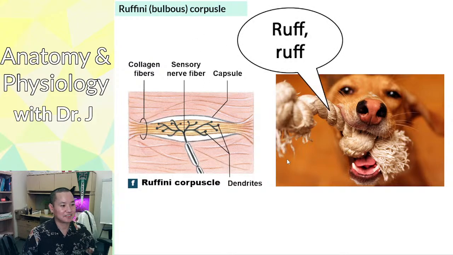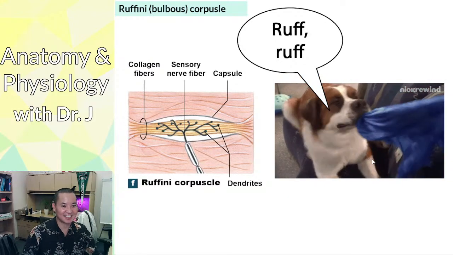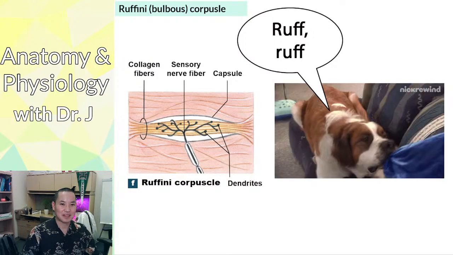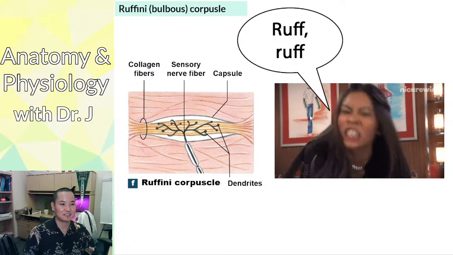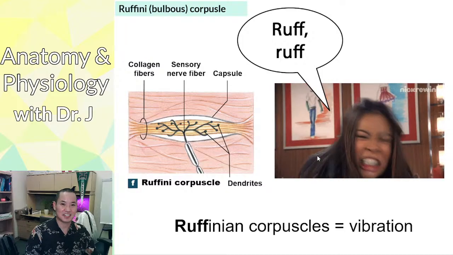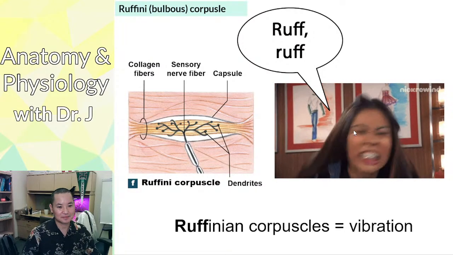So ruff, ruff. And if you've had a dog, what happens if you give them a rope toy? What do they tend to do? They tend to ruff, ruff, and they tend to vibrate that rope back and forth. So this is the way I remember it. These bulbous corpuscles, or Ruffini corpuscles, they kind of shake, so they detect some sort of shaking. They detect this vibration. So that's the way I remember that part.